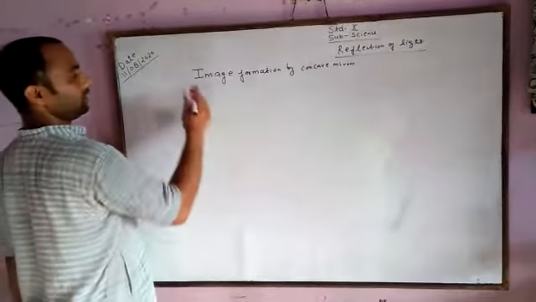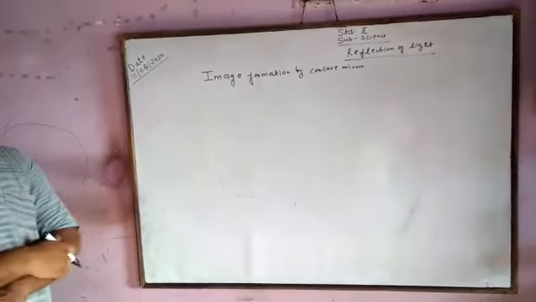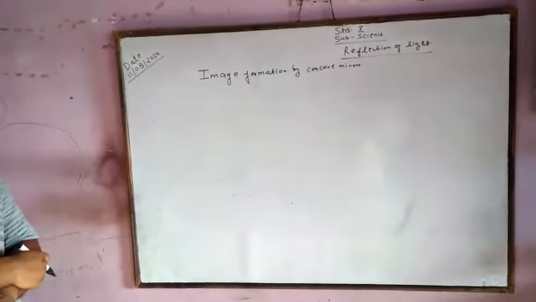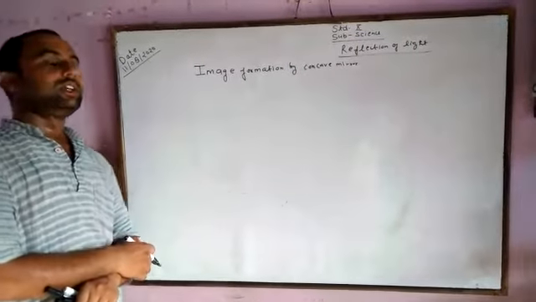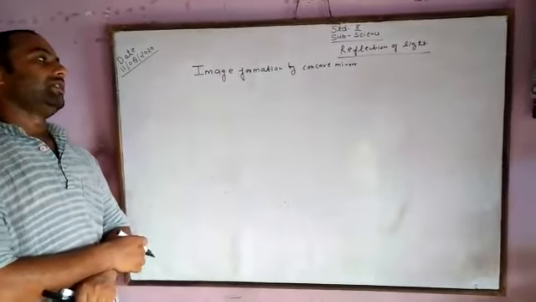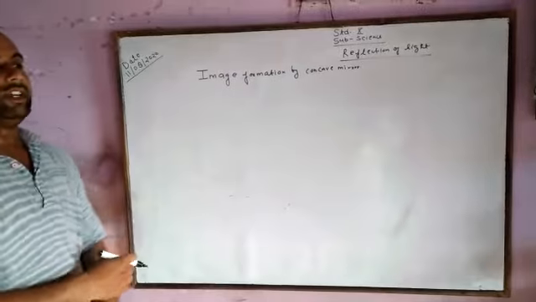In the previous lecture, we discussed the first case: when the object is placed at infinity, the image is formed at the focus. So we discussed the image formation when the object is placed at infinity.